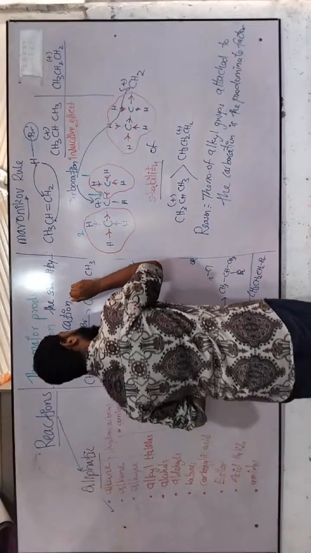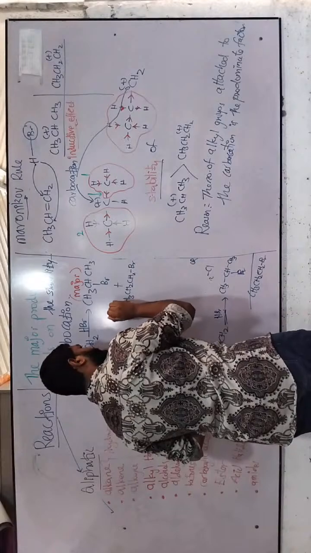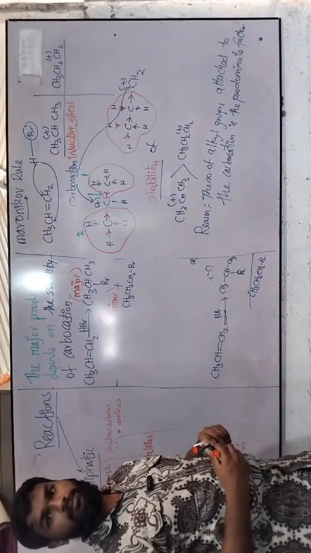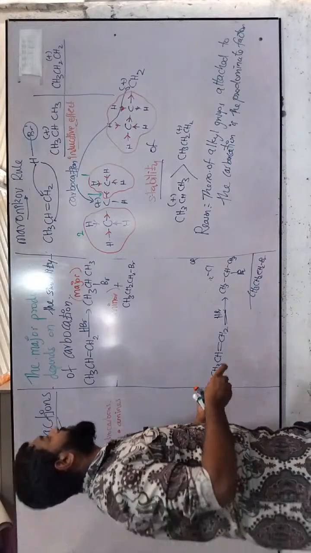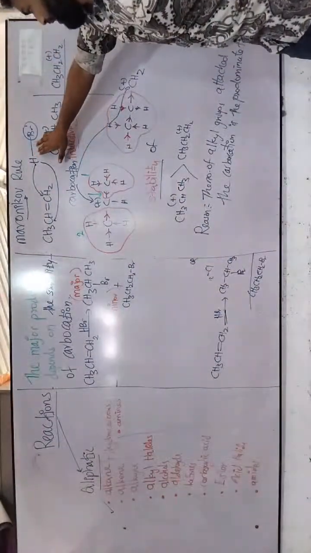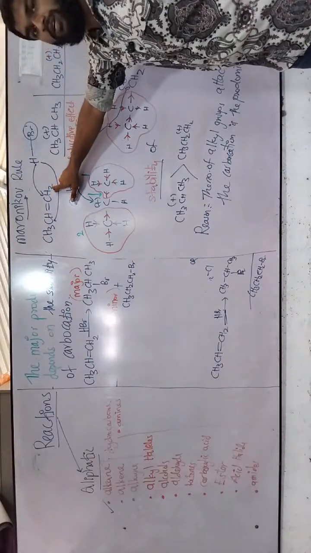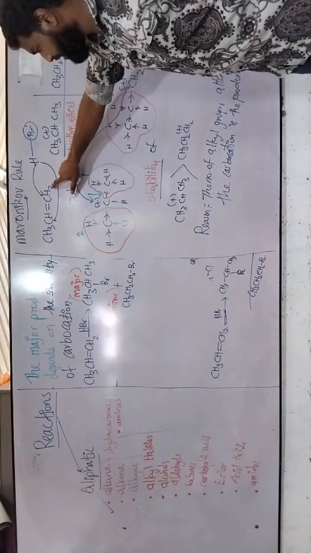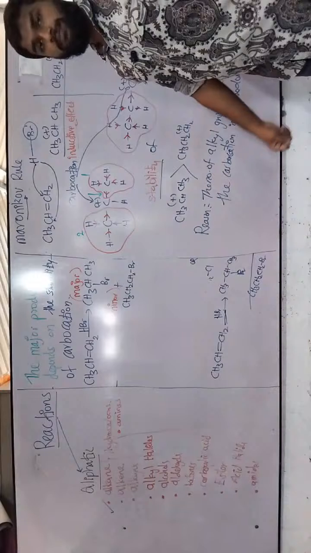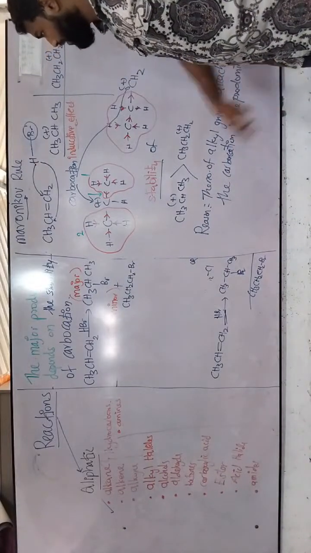So this is the major product. This is going to be a minor product. Understood? So what did Markovnikov say? What Markovnikov said was the hydrogen must be attached to the carbon which has the higher amount of hydrogen. Here the highest amount of hydrogen is over here, so therefore you will get the major product over here. Understood? Very easy concept.